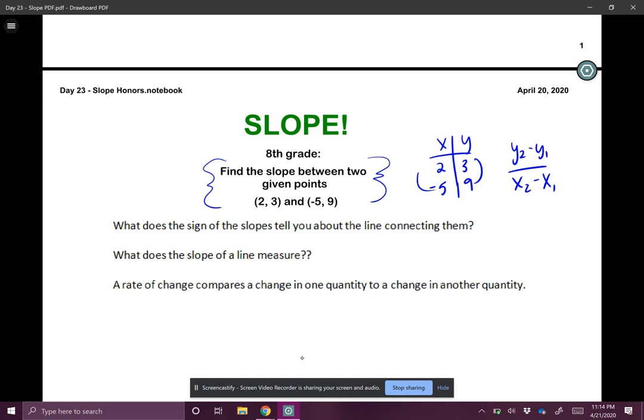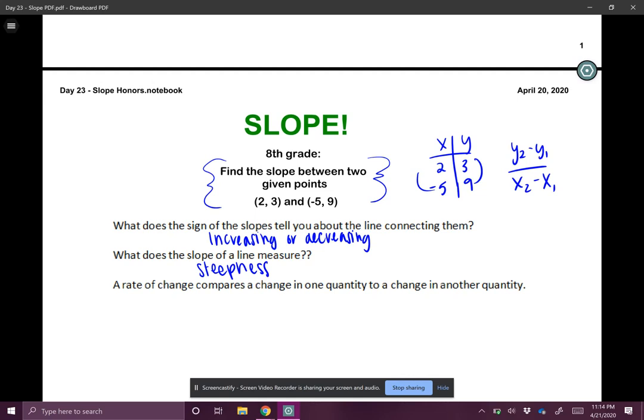What does the sign of the slope tell you about the line connecting them? Well, whenever we see a positive or a negative slope, that tells us if the line is increasing or decreasing. What does the slope of the line measure? The slope of the line measures the steepness of the line. Oftentimes I get the response that slope measures the length of the line, but it doesn't. It measures the steepness or the slope of that line.